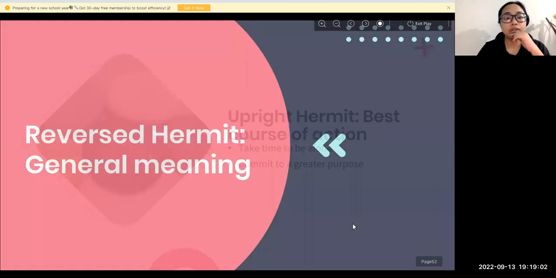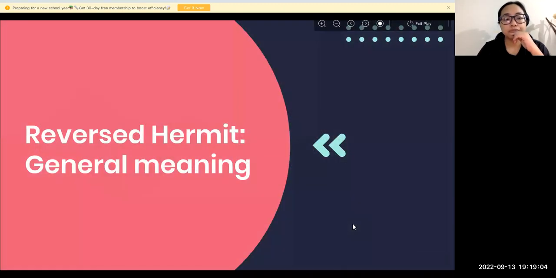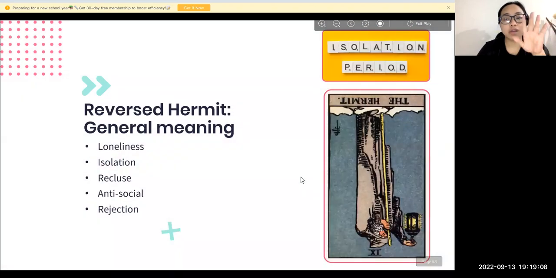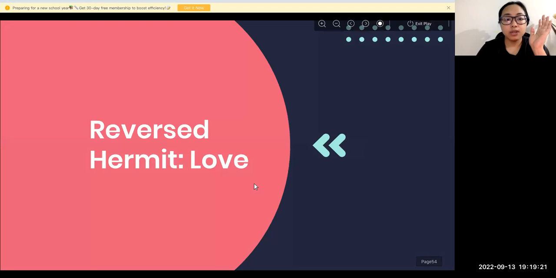So answer all that and introspect. Now, if the hermit is in reverse, it simply means loneliness and isolation. You are antisocial, you don't like to mingle with people, you don't want people around you, you're totally rejected.